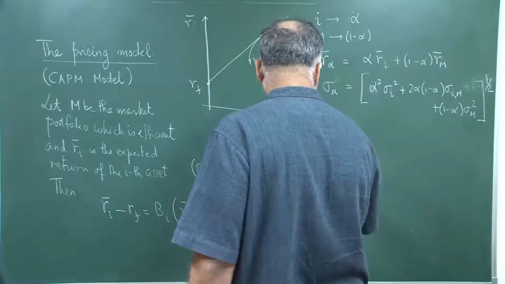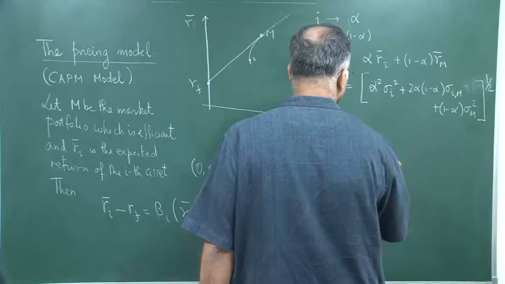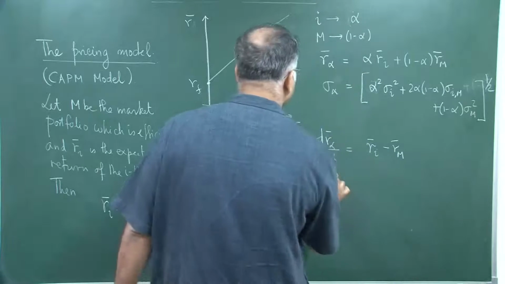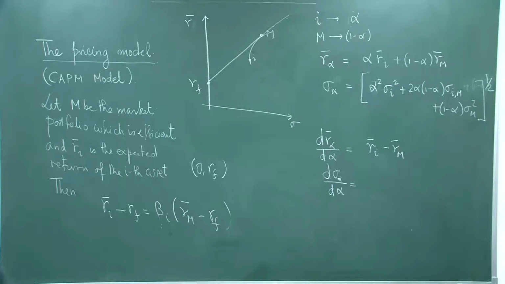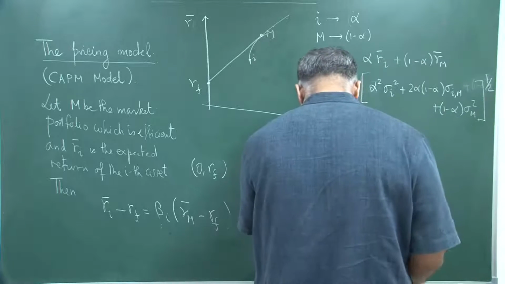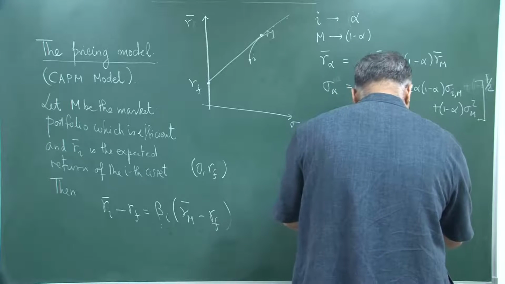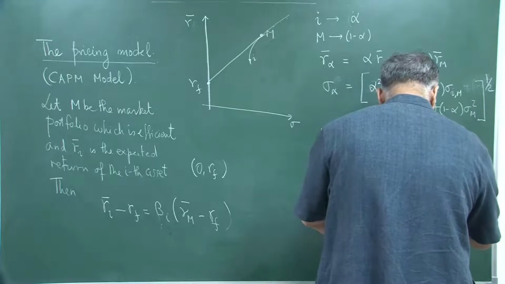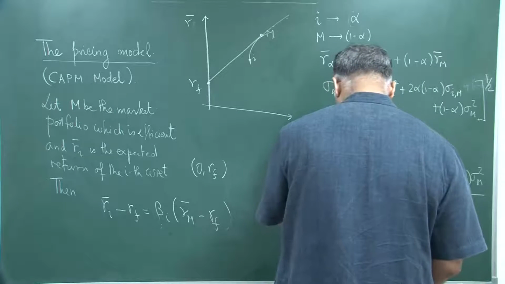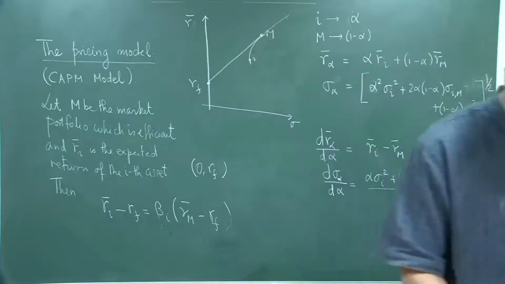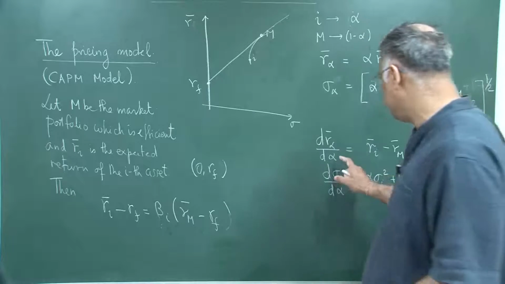So, d r bar alpha by d alpha will give you r I bar minus r m bar, this is what you will get. Now, d of sigma alpha by d alpha is, I will just write down the expression because I do not want to keep on computing it. But we are essentially looking at the slopes at M, so everything has to be calculated at alpha equal to 0. At alpha equal to 0 these remain the same, does not matter.